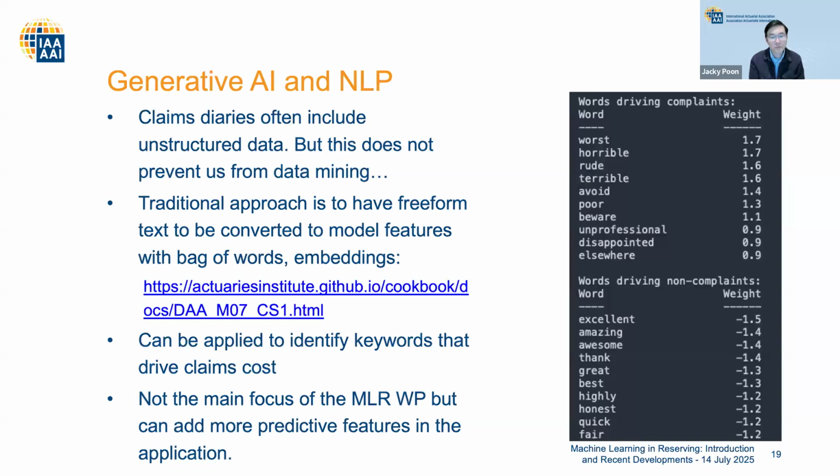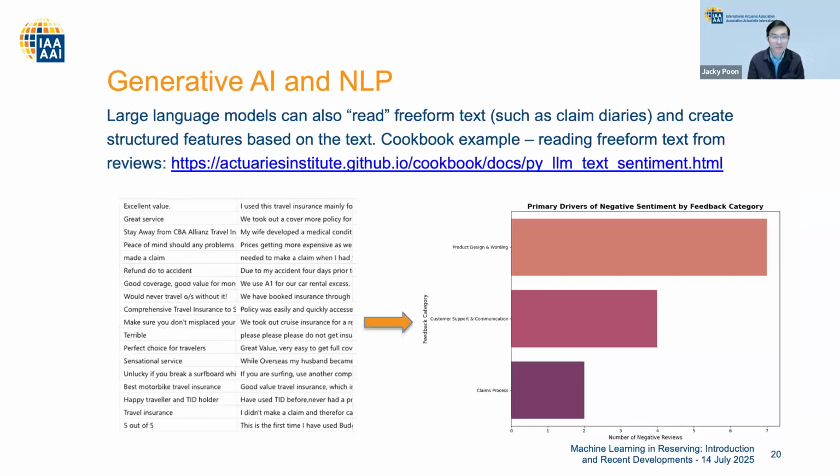So in the cookbook, we've created an example that does just that. It's just looking at bag of words and embeddings to identify keywords that drive particular outcomes. And you can apply the same principle to claims to see what drives claims costs. And we've also added a new cookbook article where we talk about taking freeform text and using the LLM to just read a column and fill in a structured data field. Either way, what you end up with is these input features that you then put into your machine learning algorithm. And the machine learning techniques are what the working party is more focused on.